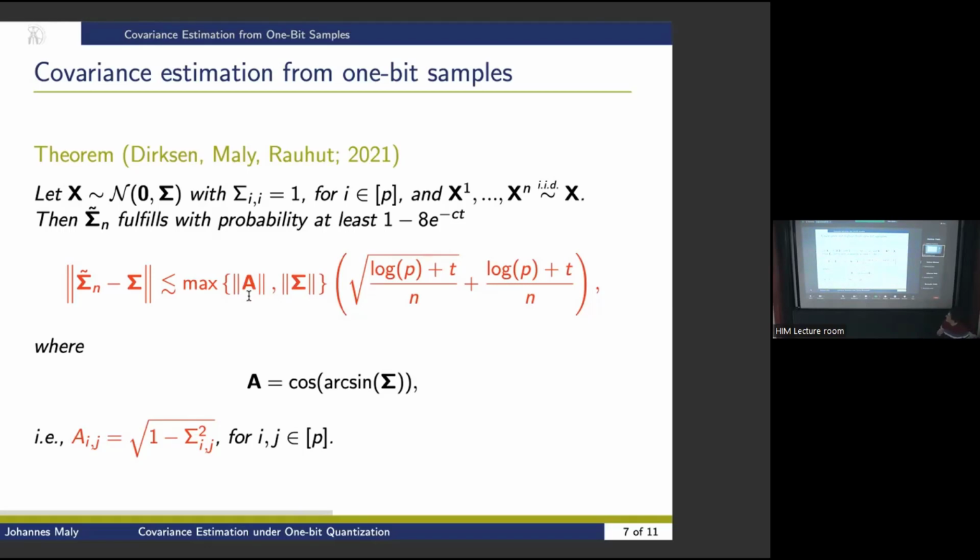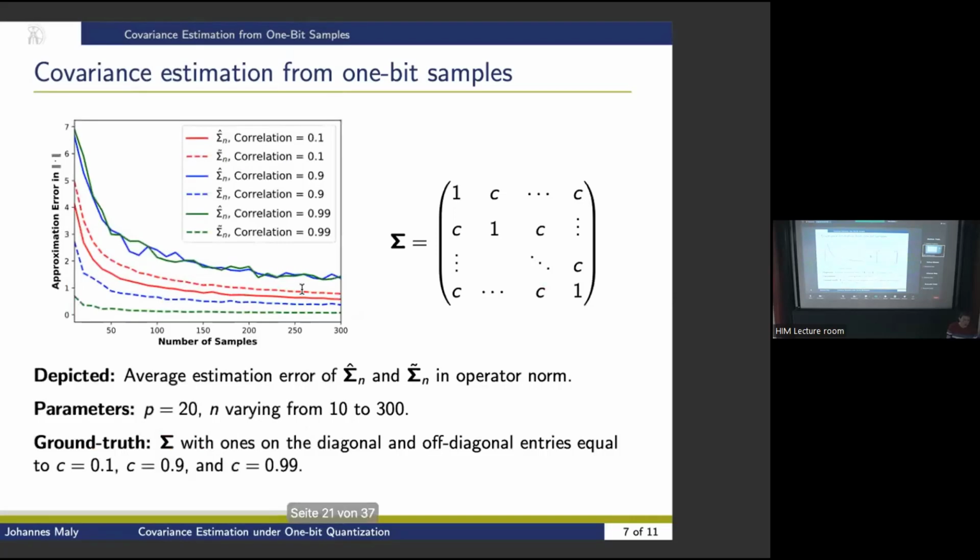What is amazing about it is that if you take a sigma matrix that is highly correlated, so a distribution that is highly correlated, this matrix A becomes zero, basically. Which means if you have highly correlated probability distributions, the one-bit estimator, which has much less information, can in fact outperform the unquantized covariance estimation. And this is what you also see if you look at numerical experiments.